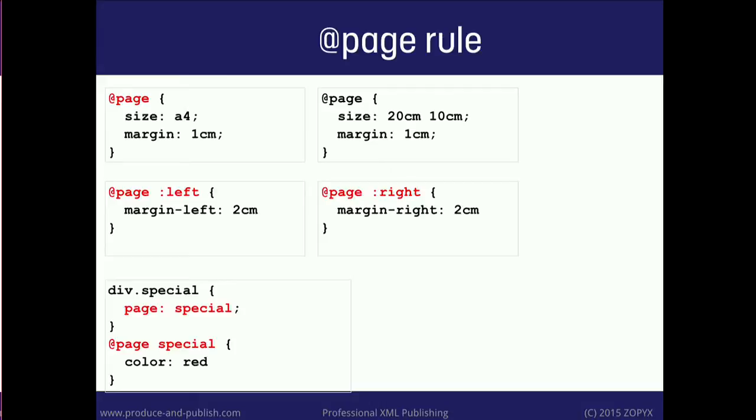One specialty here is something called CSS named pages. For example, if you have a div element with a class special, you can assign it a special name. In this case, you create or bind the special to the page. And in this case, this rule will basically say, okay, all contents of the div special class would be displayed or rendered in color red.